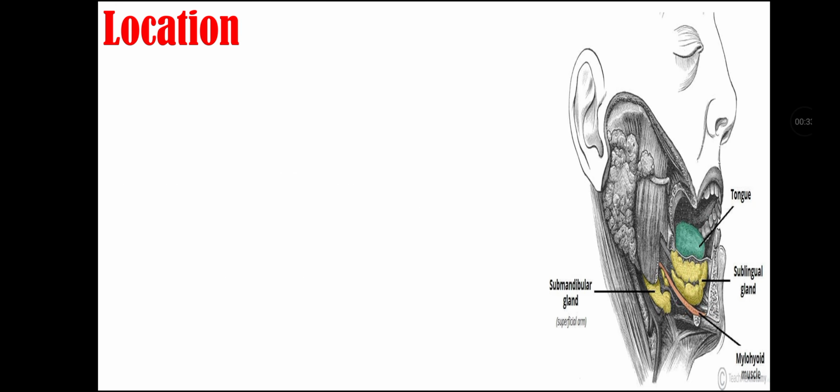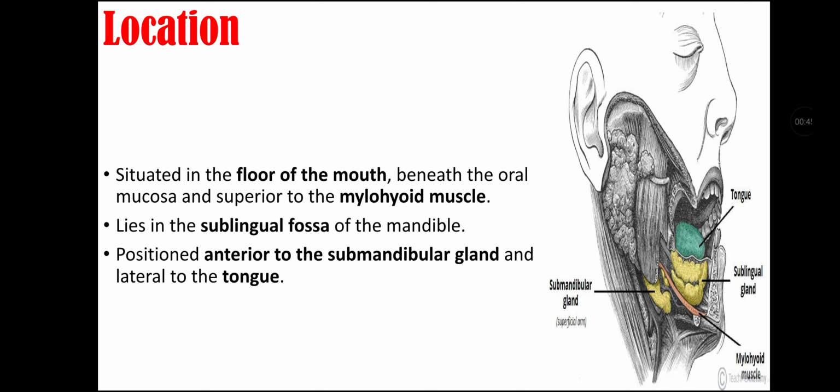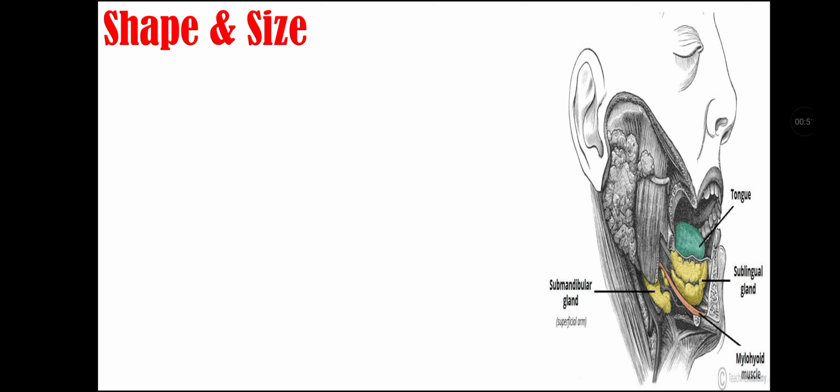Location of sublingual gland. It is situated in the floor of mouth, beneath the oral mucosa and superior to the mylohyoid muscle. It lies in the sublingual fossa of the mandible. It is positioned anterior to the submandibular gland and it is present lateral to the tongue.